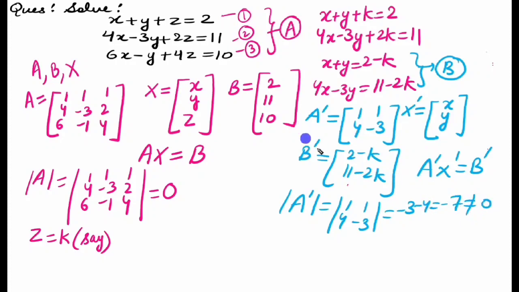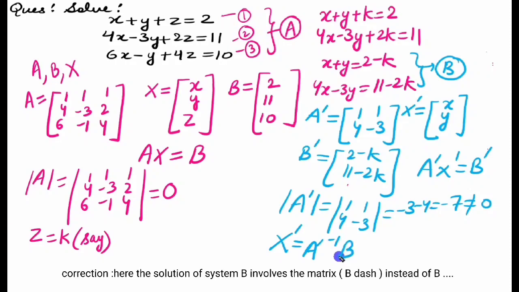यहाँ पर जो coefficient matrix है A dash for the system B वो non-zero आए. This means this system is having a unique solution, and that unique solution x dash is given by inverse of A dash into B. तो यहाँ पर A dash का inverse ले लेंगे multiplied by B. This will be giving me x dash, और यहाँ से हमारे पास x और y की वैल्यू आ जाएगी in terms of k.